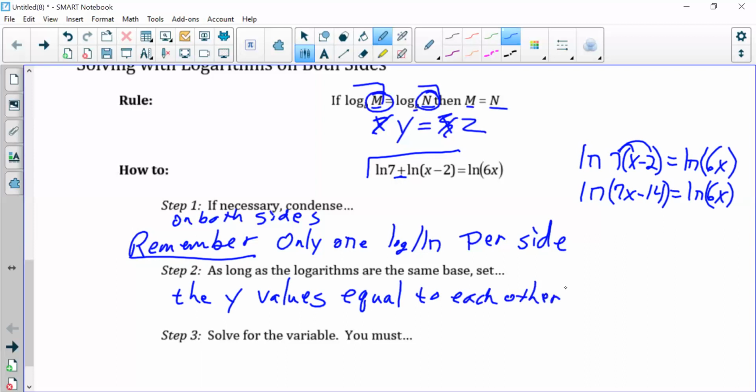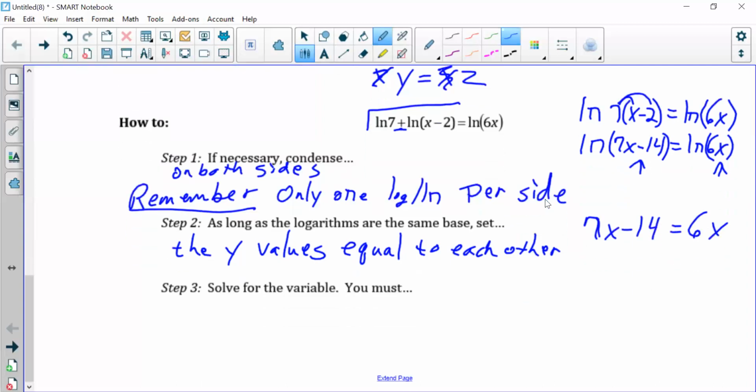All right, so the y values, that's the stuff in the parentheses. Okay, so set the stuff equal to each other. So 7x minus 14 equals 6x. Okay, next, solve for the variable. And remember that you must check. All right. Remembering that the log of a negative number is not allowed.